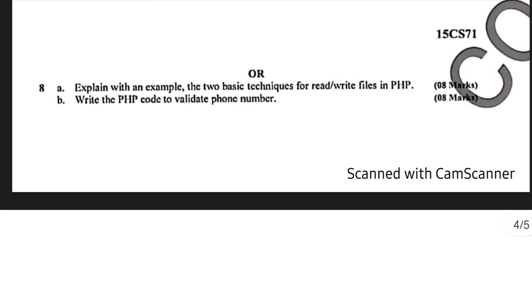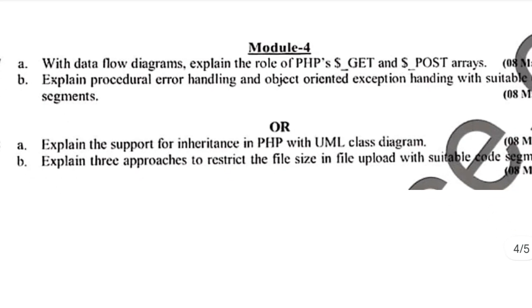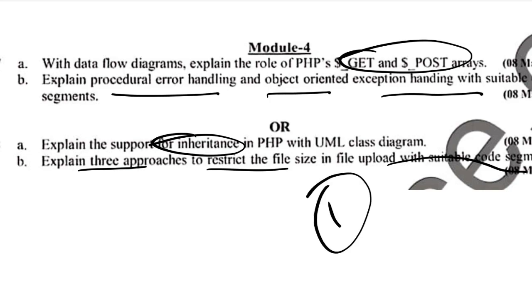And with the examples, the two basic techniques to read and write files are from the first chapter, and PHP code to validate a phone number, this is also from the first chapter. And GET and POST, again it's repeated here. The procedural error handling and the object oriented exception handling, the third chapter. And for the inheritance, which is in the second chapter, and explain the three approaches to restrict the file size in the file upload with suitable code segment, this is from the first chapter.